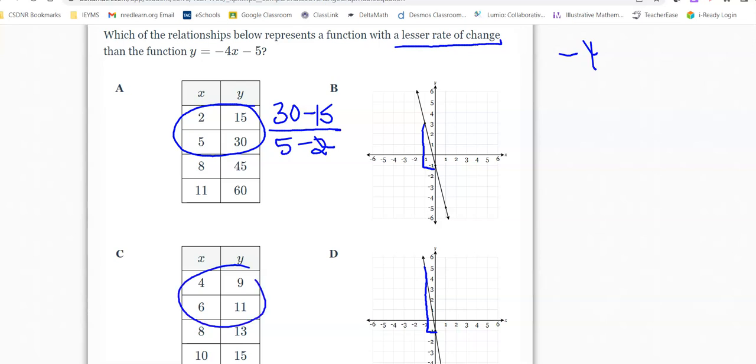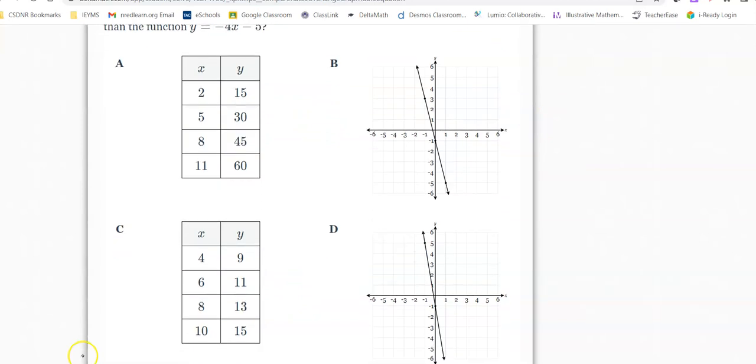When I look here, I can calculate the rate of change. So in the tables, I am using that y2 minus y1 formula, but for the graphs, I'm counting the rise and the run. My marker, what is wrong with it? Anyways, so 30 minus 15 and 2 minus 5, right? 11 minus 9 and 6 minus 4.